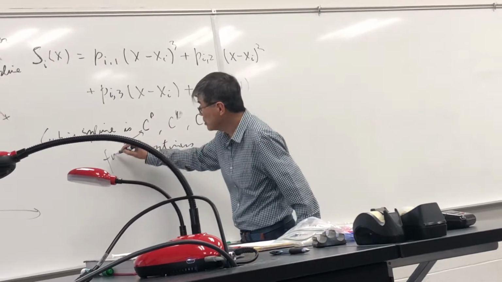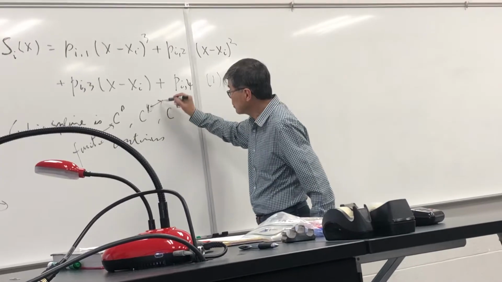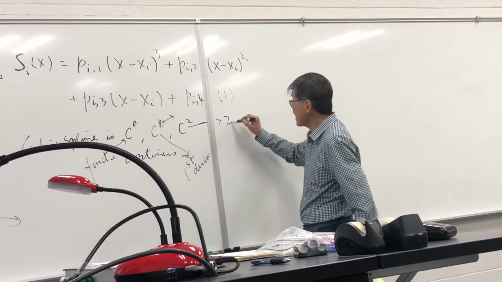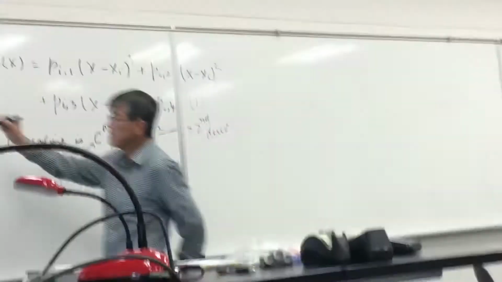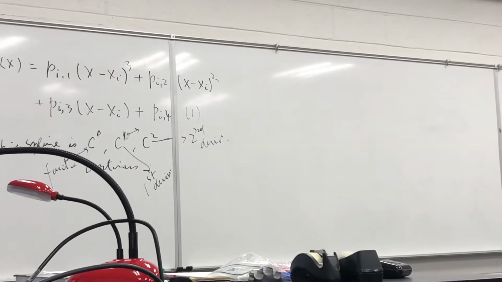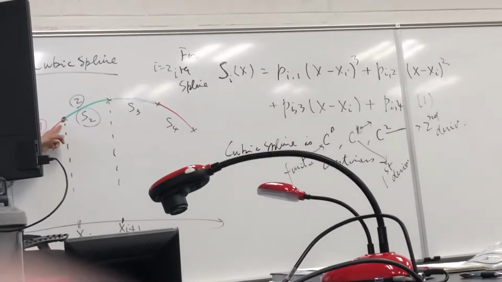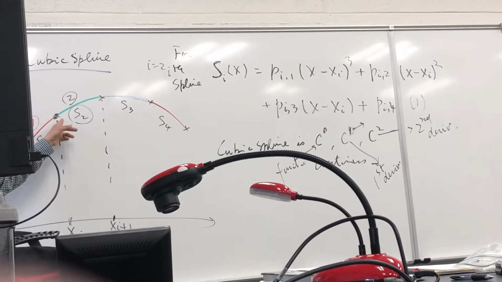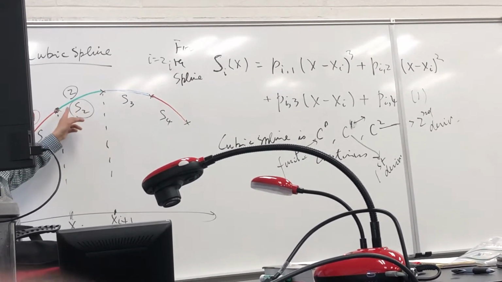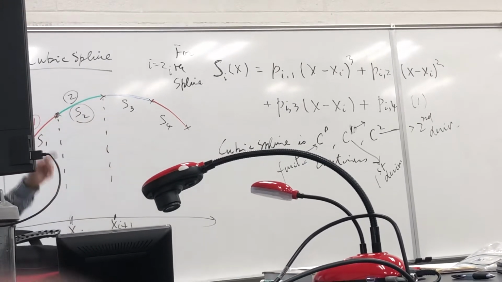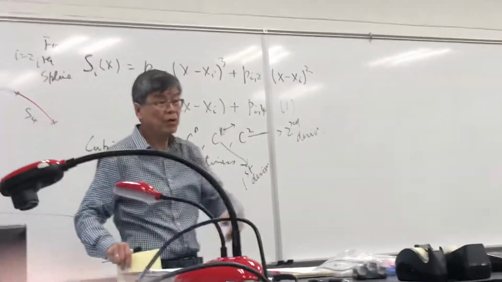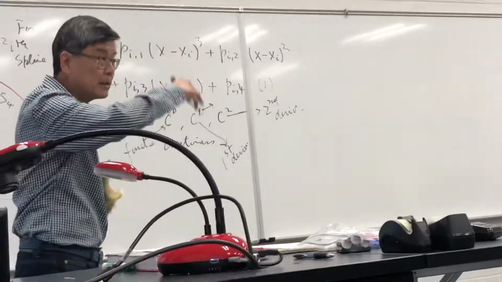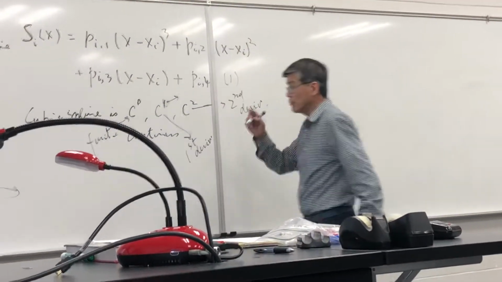So that means C0 is the function, and C1 means the first derivative. C2 here means the second derivative. They are continuous. Let's say at the point x_i, if I use S1 to calculate its function value, first derivative and second derivative, it will be the same as the function, first derivative and second derivative calculated from the second spline at the same data point. Therefore, we call it C0, C1, C2 continuous. So it's a pretty smooth polynomial to fit the data.